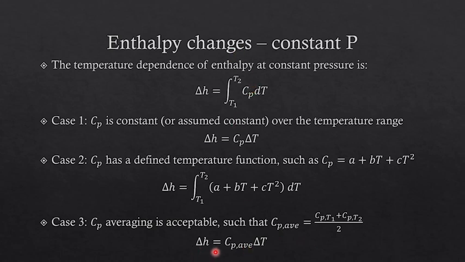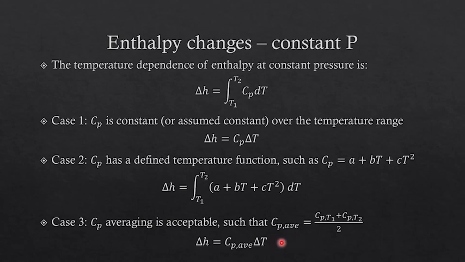So we have delta H is equal to the average heat capacity multiplied by delta T. Case 3 combines the simplicity of case 1 and the accuracy of case 2. So in most cases, we can use this expression. However, as with all assumptions, there are limitations.